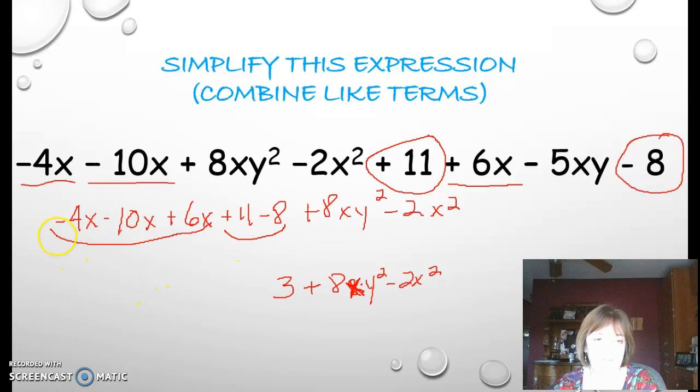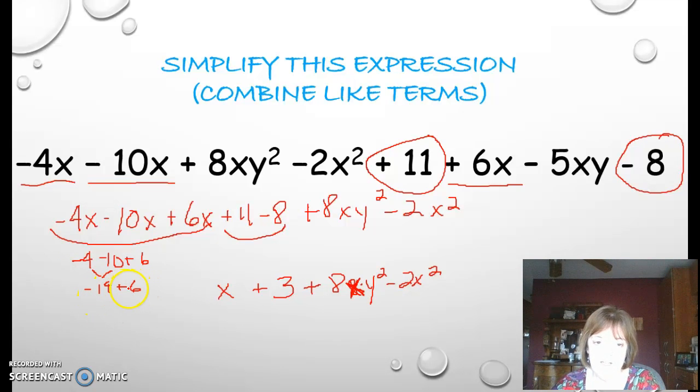3, right? All right, now I've got negative 4x minus 10x plus 6x. So let's see. We got negative 4 minus 10. Same sign, add them together, keep the sign. So negative 4 minus 10 plus 6, and my final answer will have an x in it. All right, so negative 4 minus 10 is negative 14, add a 6.